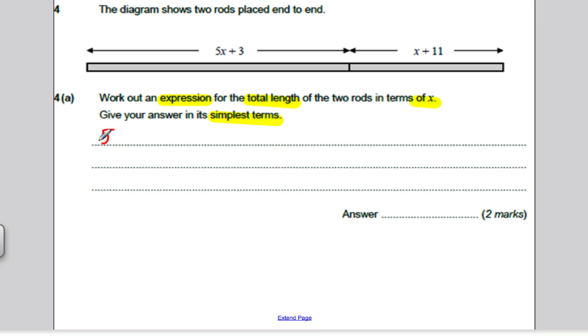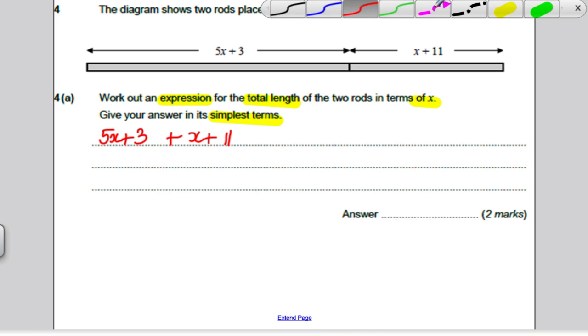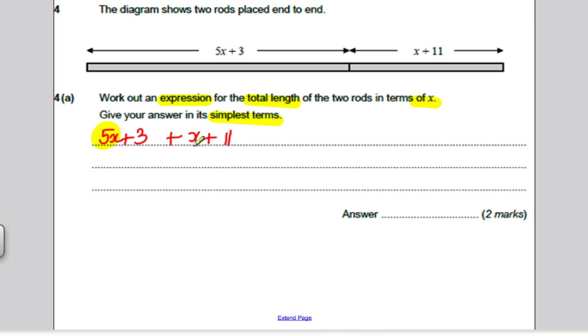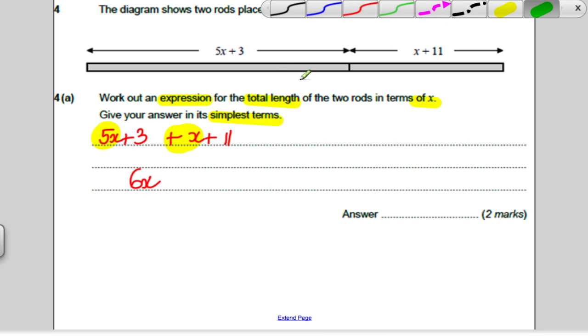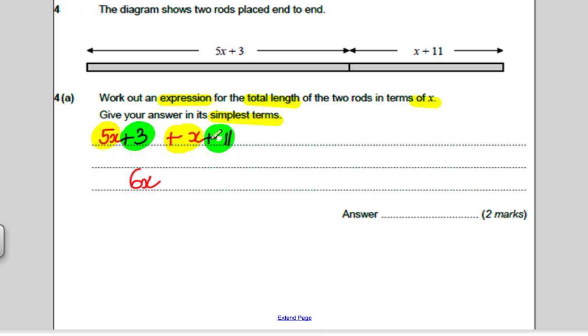So you've got your first rod is 5x plus 3, and you add on x plus 11. Okay, so that's the length of the total rods, but you must simplify your answer. So you've got 5x plus another x, so you've got 6x, and you've got a positive 3 plus 11, which is positive 14. So you've got plus 14. So it's simply 6x plus 14. Easy, easy, easy 2 marks.